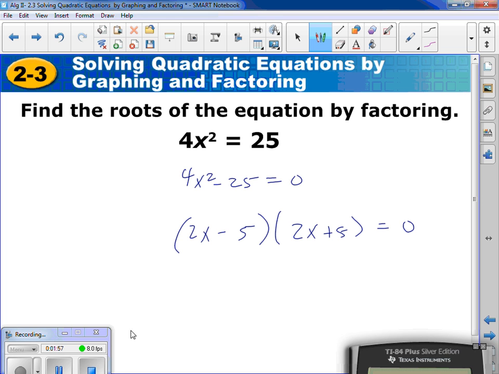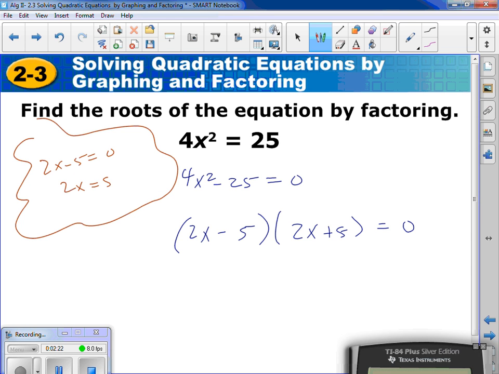What did we do? Now, once we have this factored, we need to solve. Now, this is off to the side in your head. What you're really doing is taking each one of these that has an x. 2x minus 5 equals 0. And we're solving it. What do you do first? Add 5 over. So 2x equals 5. Now what? Divide by 2. So x equals 5 halves.